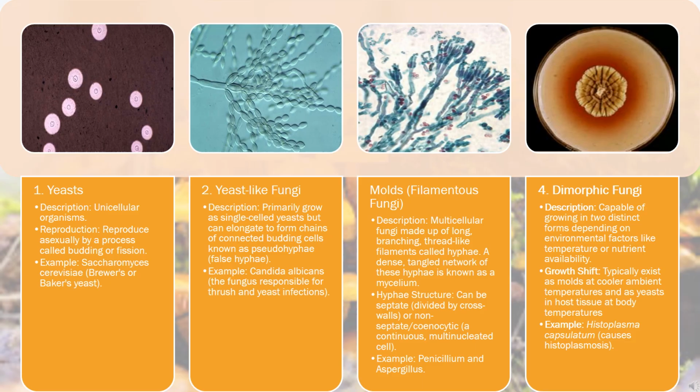4. Dimorphic fungi. Capable of growing in 2 distinct forms depending on environmental factors like temperature or nutrient availability. Typically exist as molds, filamentous, at cooler ambient temperatures, and as yeasts in host tissue at body temperatures. Example, Histoplasma capsulatum, causes histoplasmosis.